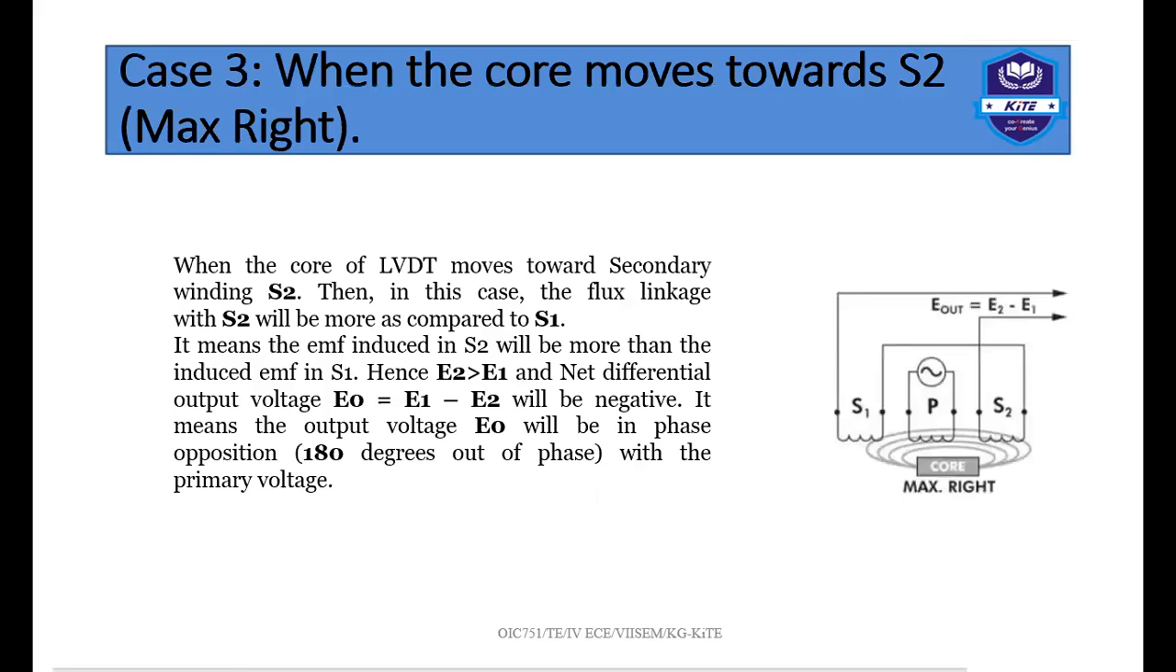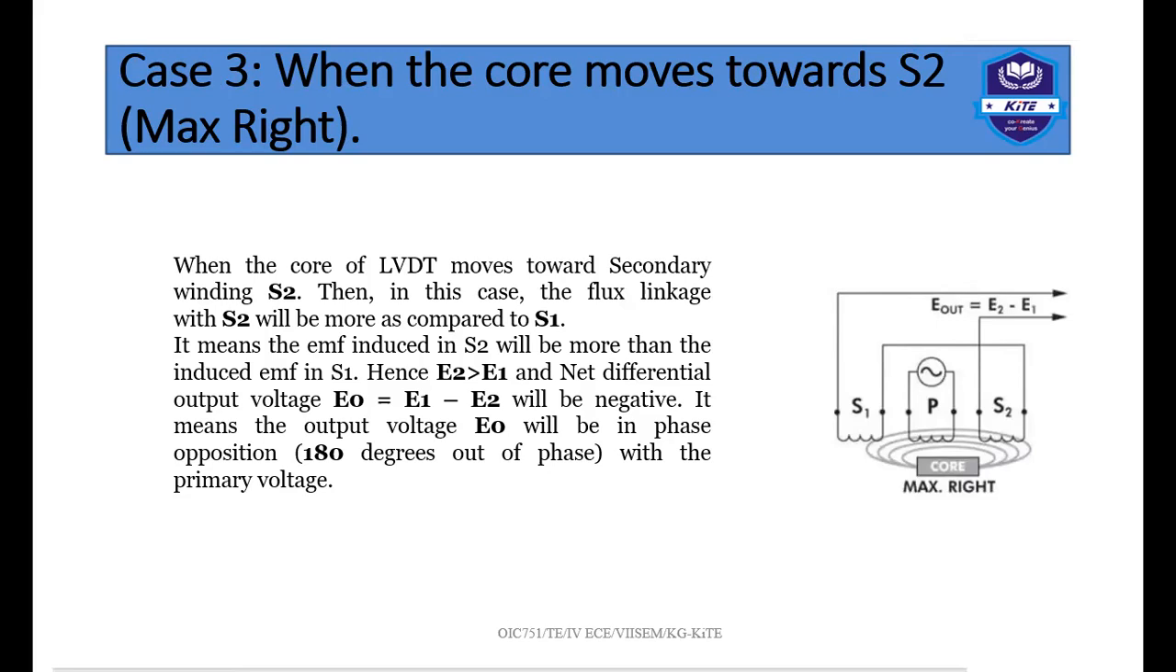Next is case 3, when the core moves towards S2. The first condition is maximum to the left, the second case is the null position, and the third case is when the core moves towards S2, that is, to the maximum right. What is happening here? When you observe the diagram, your core is moved to the maximum right. It is not at the center, it is not at the left, it is moved towards the maximum right.